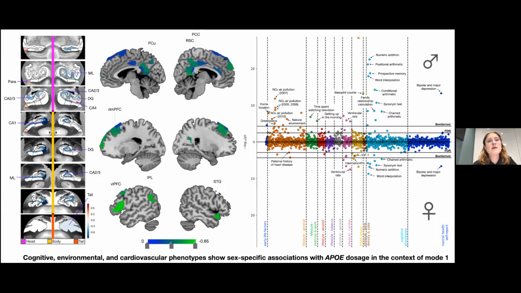And then if we look at females, we have some cognitive hits as well, but to a lesser extent, and the p-values are less robust than in males. But we have these sets of cardiovascular-related factors, such as insulin growth factor 1, hematocrit percentage, ventricular rate, and paternal history of heart disease.